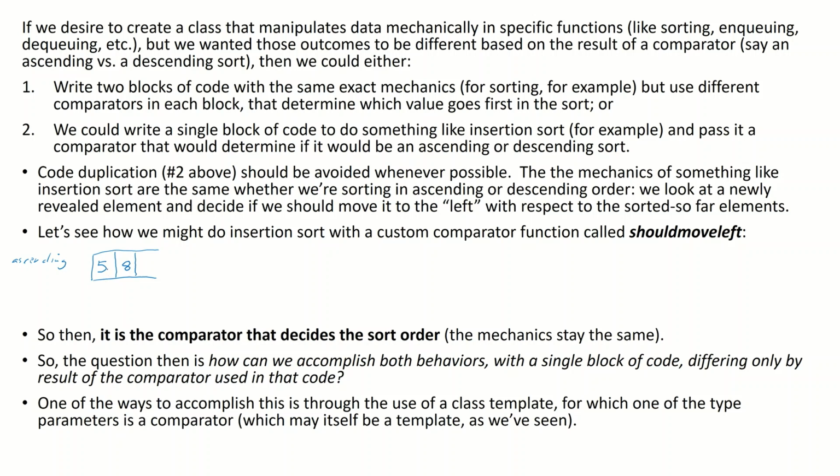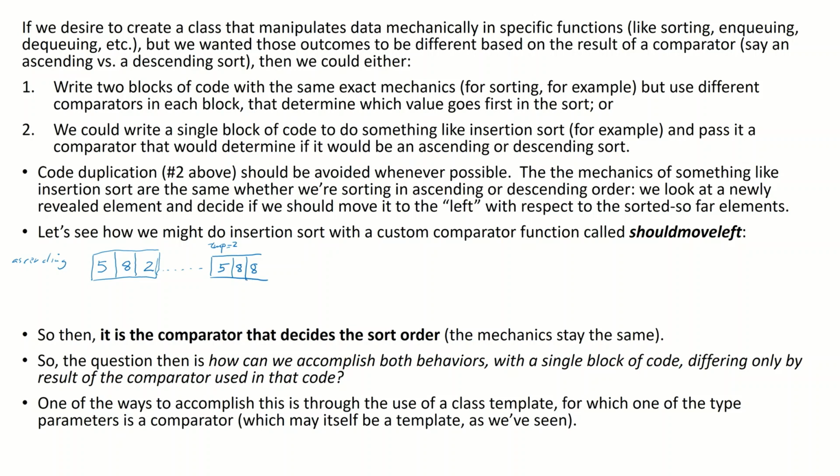Now let's say that we then reveal value number 2. Okay, and so that's the rest of the array. We reveal value 2. Well, in this case, should move left would return true. The data would look like this. The 5 is here. The 8 is going to be here. And you'll recall the 8 is also here because 2 is in temp, okay? So temp equals 2 here.